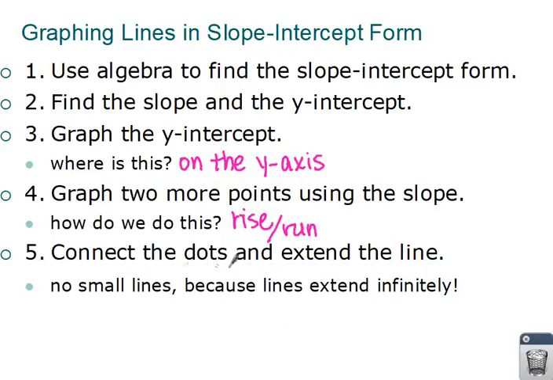Okay? Connect the dots and extend the line. And I put no small lines. Lines extend forever, so I expect it to extend across the graph that you have on your paper. Okay? We won't take them forever, but I want big lines. I want to be able to see where they're going. We have rulers, so your lines can be straight. That would be a good thing. I don't want to see a curve that almost looks like a circle. I want to see a straight line.